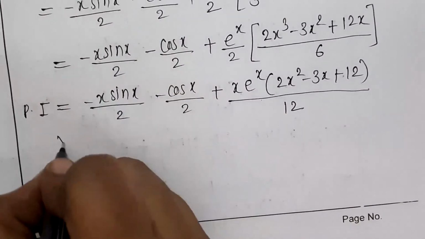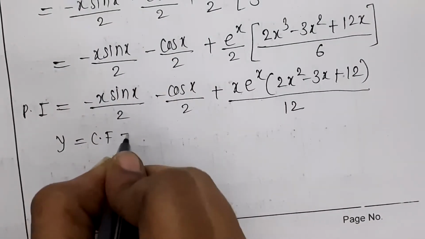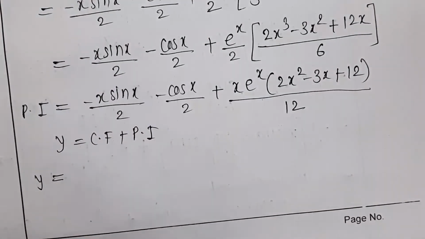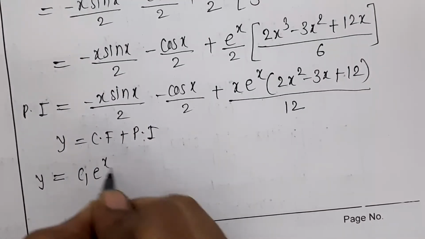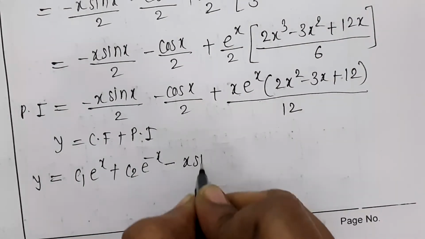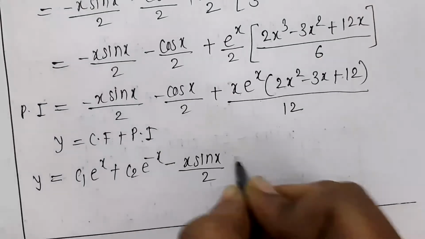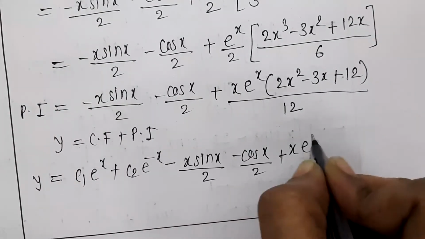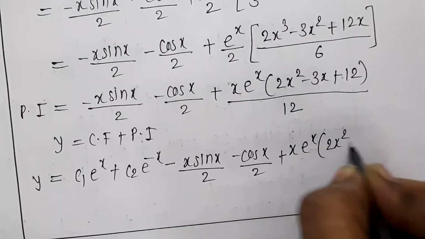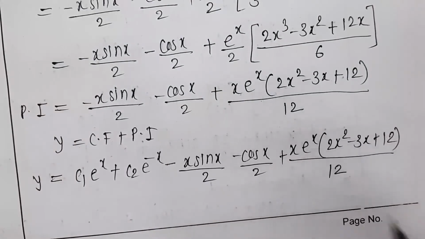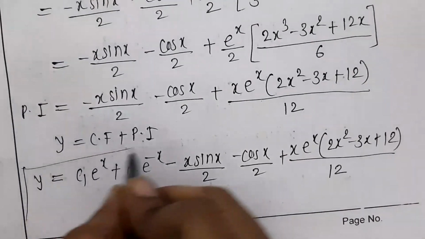Now the final solution is y is equal to CF plus PI, where y is equal to CF is C1 e to the power x plus C2 e to the power minus x, minus x sin x divided by 2 minus cos x divided by 2 plus x e to the power x, 2x square minus 3x plus 12 divided by 12. This is the final answer for the given example.